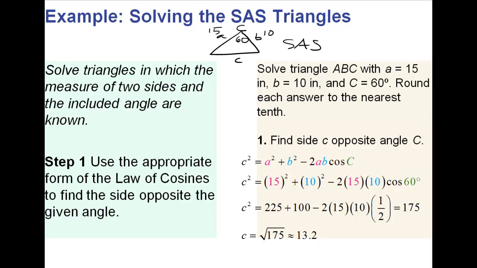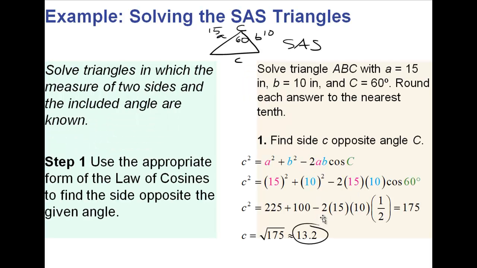So all we have to do is use the law of cosines formula. Very simple. We use the one that is solved for C. Plug in everything we know. Slap cosine of 60 into our calculator, or if you have it memorized, you know that it's just 1/2. The right hand side simplifies to 175, so C has to be the square root of that, or roughly 13.2, and we just found the third side, right? The length of the third side of the triangle.